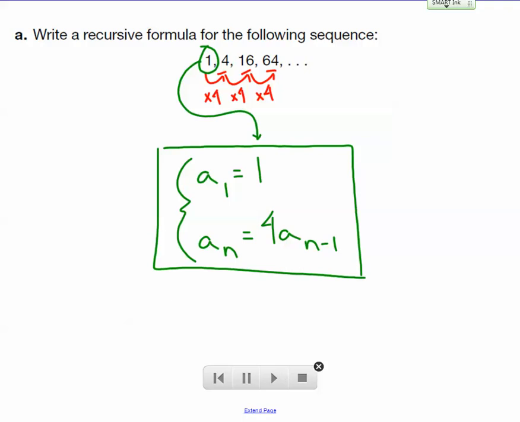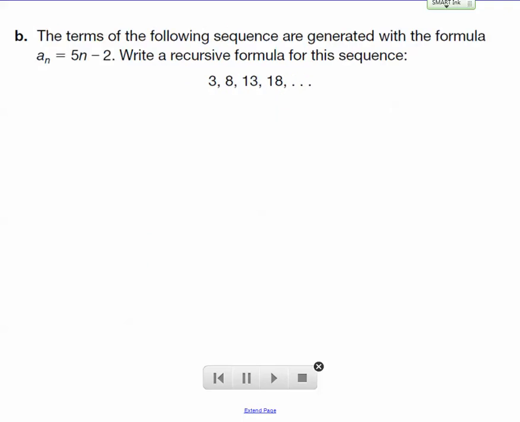Let's try it again. The terms of the following sequence are generated with the formula a sub n equals 5 times n minus 2, meaning you take 5 times the term number and subtract 2. And 5 times 1 is 5, minus 2 is 3. That's where the first one came from. 5 times 2 is 10, minus 2 is 8. 5 times 3 is 15, minus 2 is 13. And 5 times 4 is 20, minus 2 is 18. So we should already know how to do that, find these 4 terms given this.